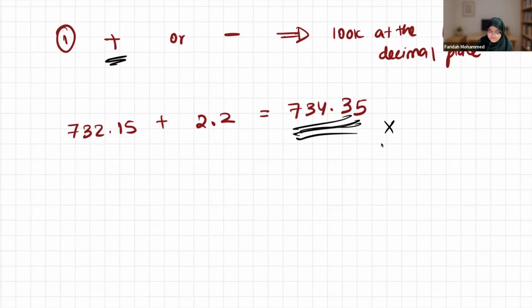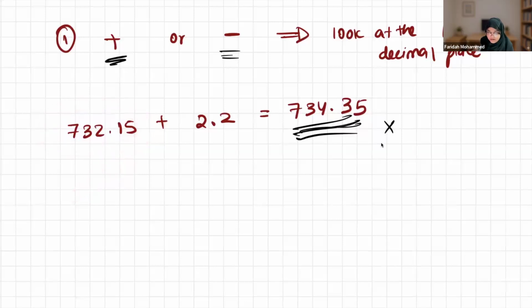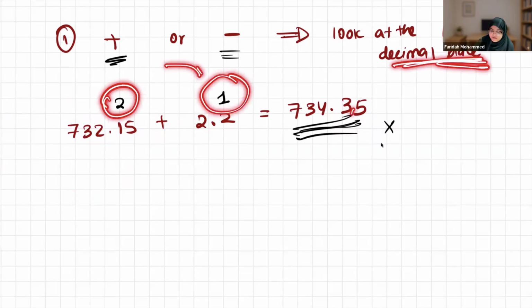When it's addition or subtraction, you have to look at the lowest decimal place. You have to look at your question first. Look at the question, see how many decimal places are there. What is a decimal place? The number after the decimal point. So how many numbers after the decimal point do we have here? 2. So this is 2 decimal places. What about the second number? 1 decimal place. Now, that means your answer should have the lowest decimal place from the question. 2 versus 1. 1 is the lowest, so the answer should have 1 decimal place.